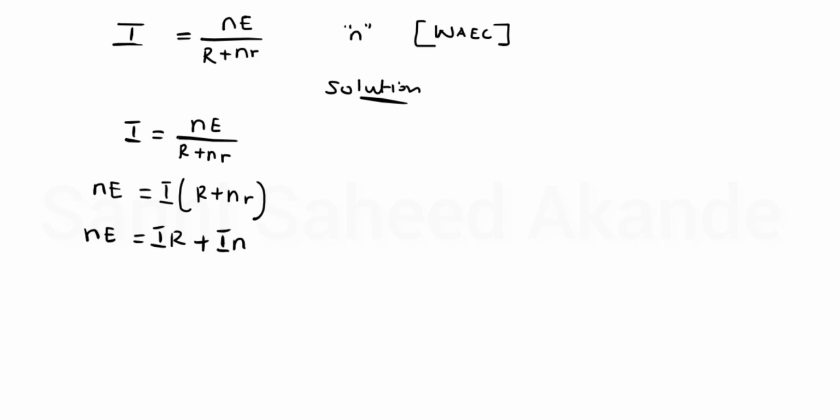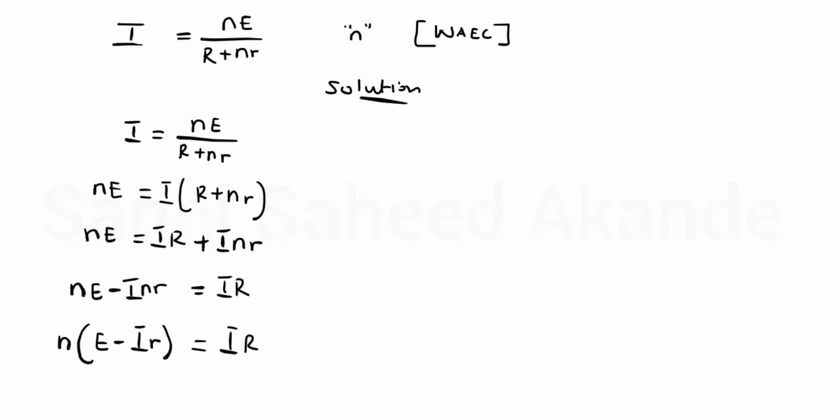Okay, so these terms that have n in them, we are going to bring them to one side. So I'm going to put them at the left hand side so that I have ne, then minus Inr, then equal to Ir. Okay, so n is common here at the left hand side. If you factor it out, you have n open bracket e minus Ir, close the bracket, then equal to Ir. Okay, so divide both sides by e minus Ir.